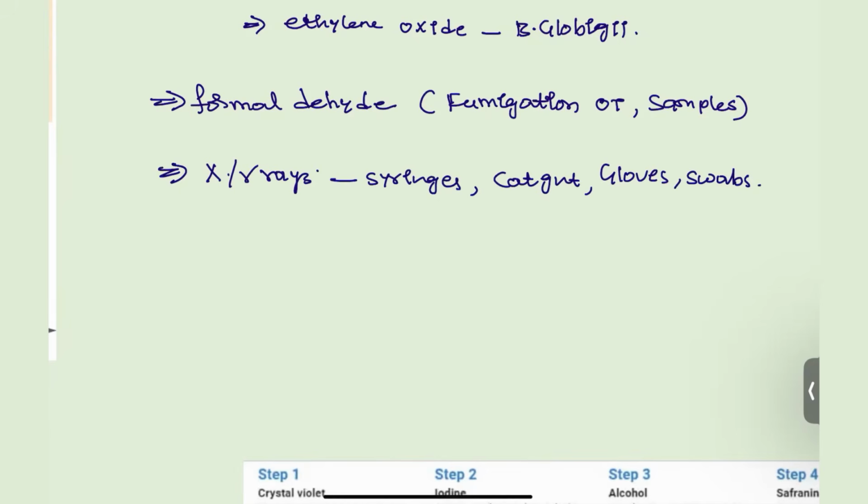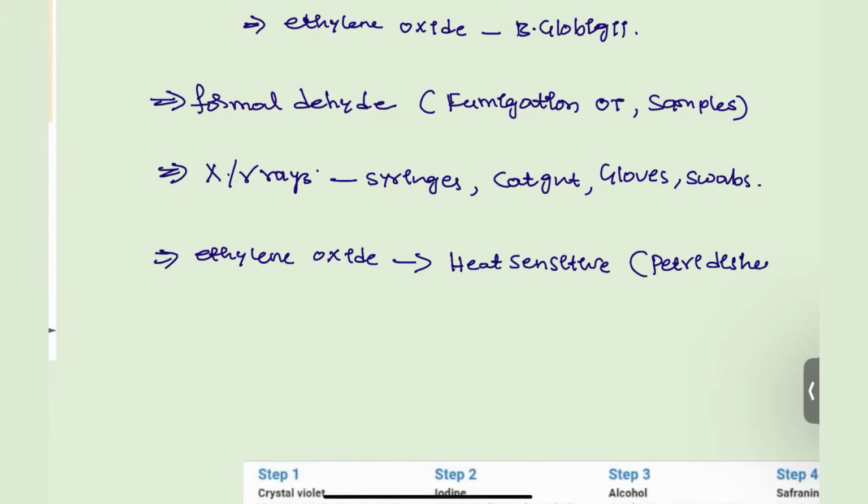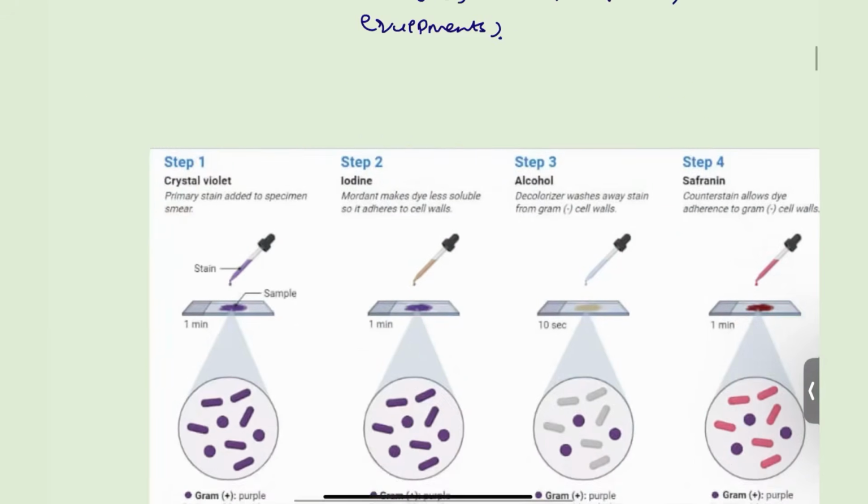Next, ethylene oxide. Ethylene oxide is used for all the heat sensitive items. For example, petri dishes and again syringes, dental and respiratory equipment. Okay, these are sterilized by ethylene oxide.